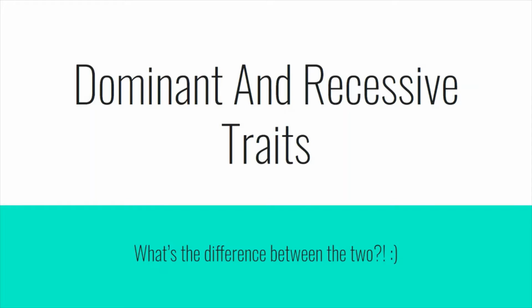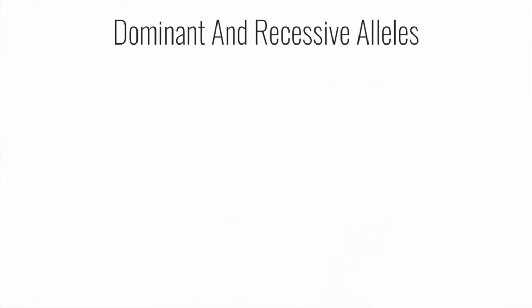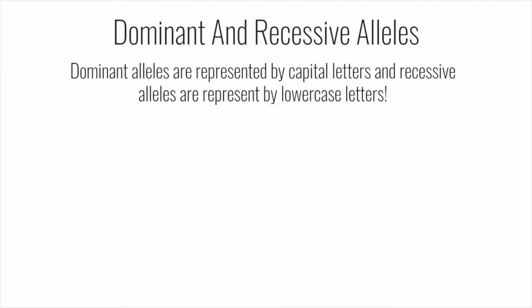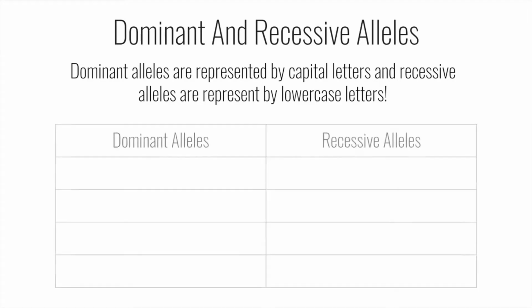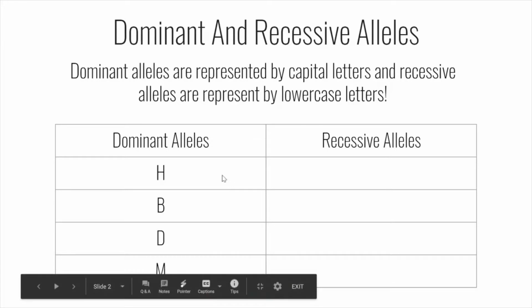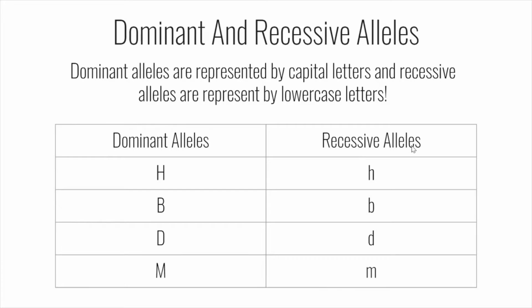So let's get started. First of all, dominant alleles are represented by capital letters and recessive alleles are represented by lowercase letters. If we made a table, here are some examples of the dominant alleles, all uppercase, and here are the corresponding recessive alleles, the same letter but lowercase.